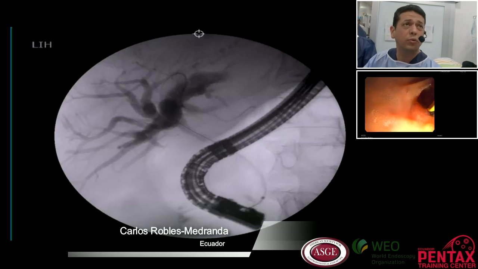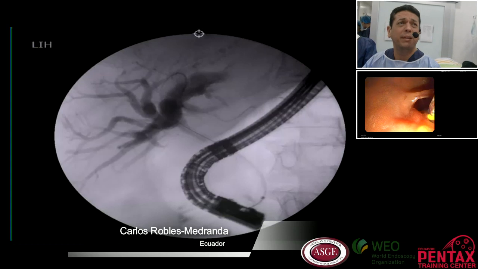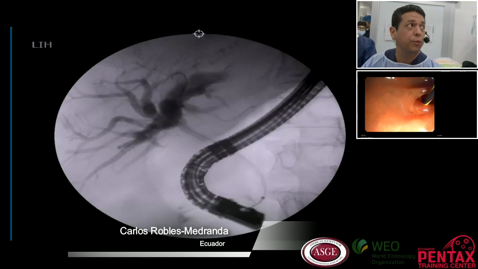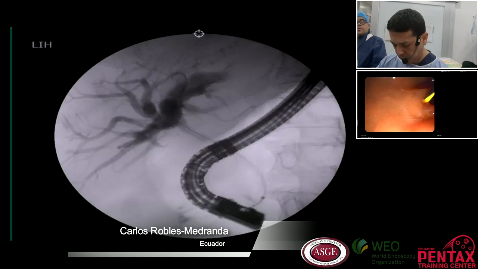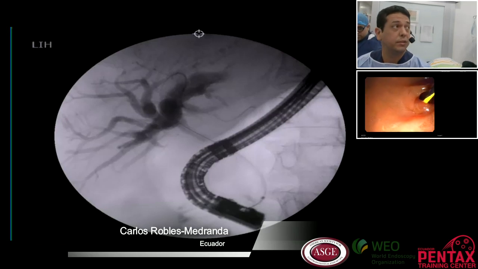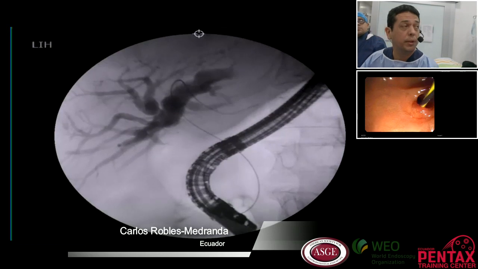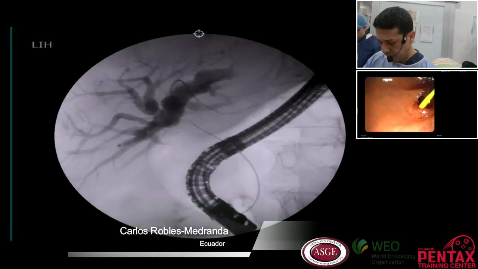So you can use also a metallic stent, fully covered, but the problem is the risk of migration. So I think it's better to use just two plastic stents. I will review this patient in a few weeks, at least 8 weeks, just to see how is going the necrosis of the cholangiocarcinoma. Sí.